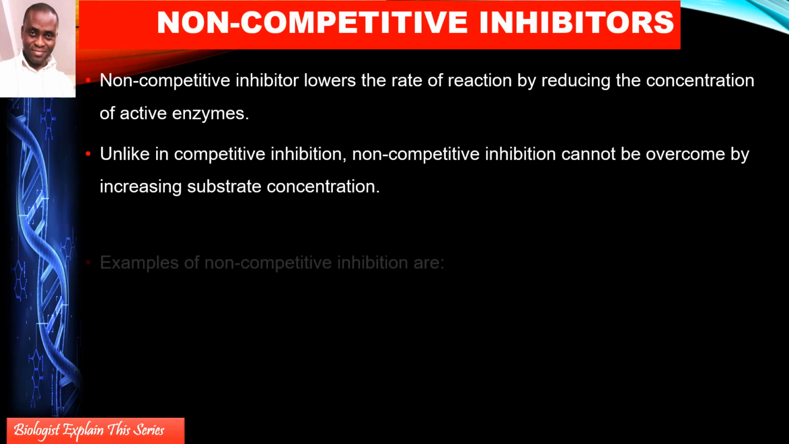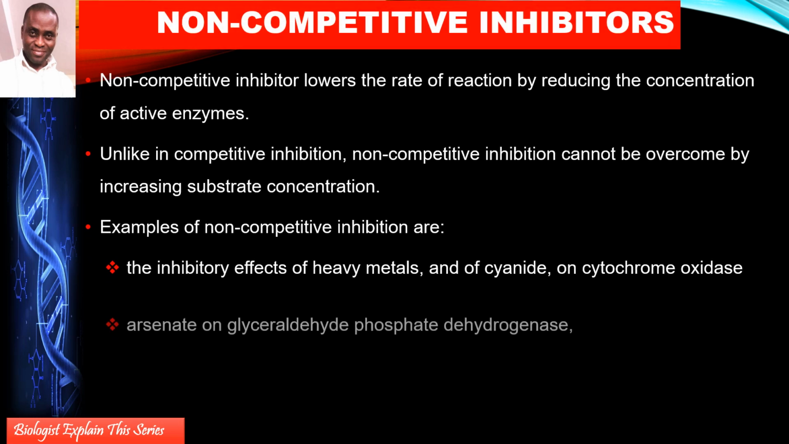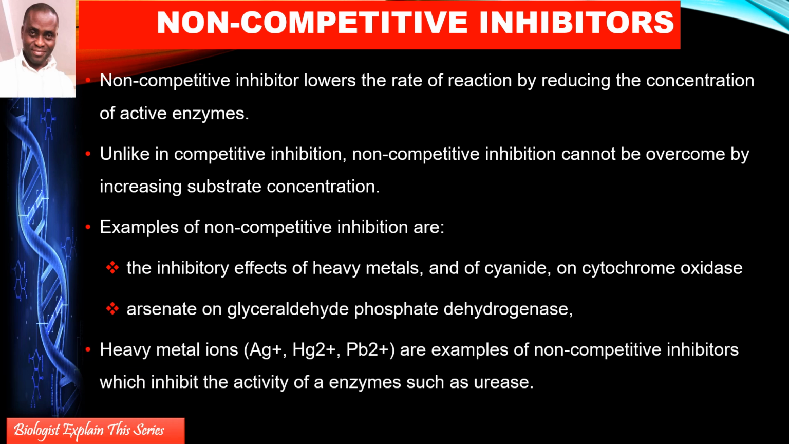And still on non-competitive inhibitors, they lower the rate of the reaction by reducing the amount of active enzymes. Remember, just imagine all the available protein molecules of the enzymes bound at their allosteric regions by different non-competitive inhibitors. That means that you are destroying a variety of active sites that are supposed to be available for the actual substrate molecule to bind to, and that is the idea behind it. And you have an example of a non-competitive inhibitor there.